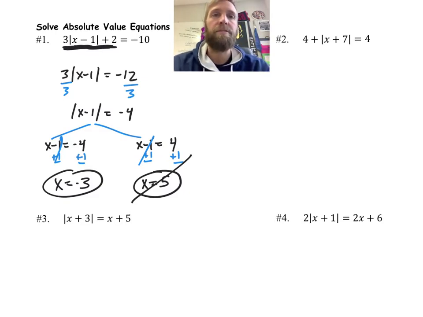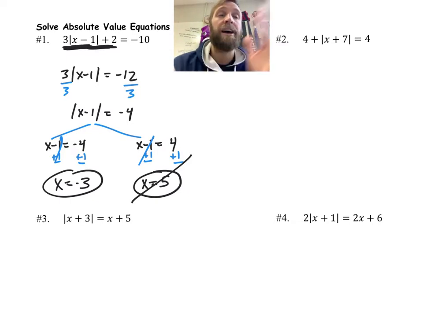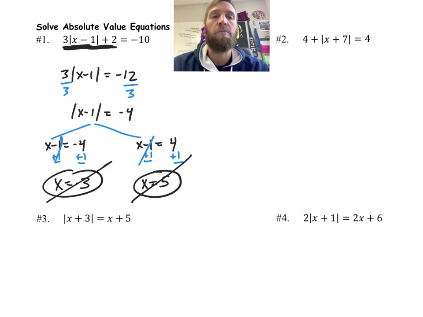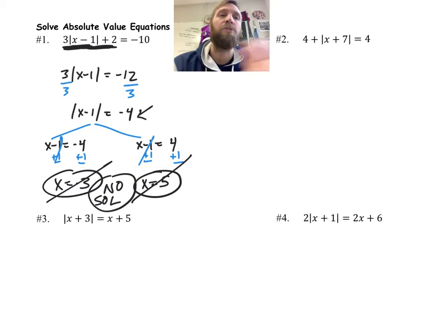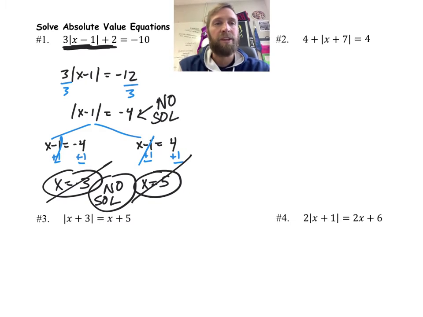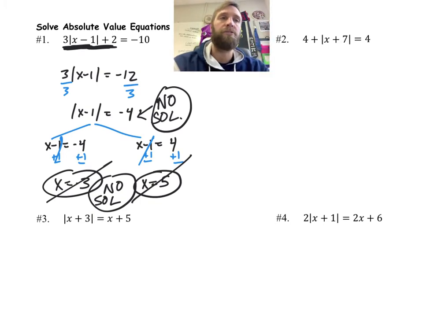When I plug in the negative 3, negative 3 minus 1 is negative 4. Absolute value turns into a positive 4. 3 times 4 is 12. 12 plus 2 is 14. Does 14 equal negative 10? Nope. There is no solution to this problem. We actually could have learned that a little bit easier right here at this moment. Absolute value will never be equal to a negative number. So if you get down to your absolute value bars and it's equal to a negative number, at this moment I can write no solution and save myself some steps of plugging those in, so I don't have to do all that extra work.